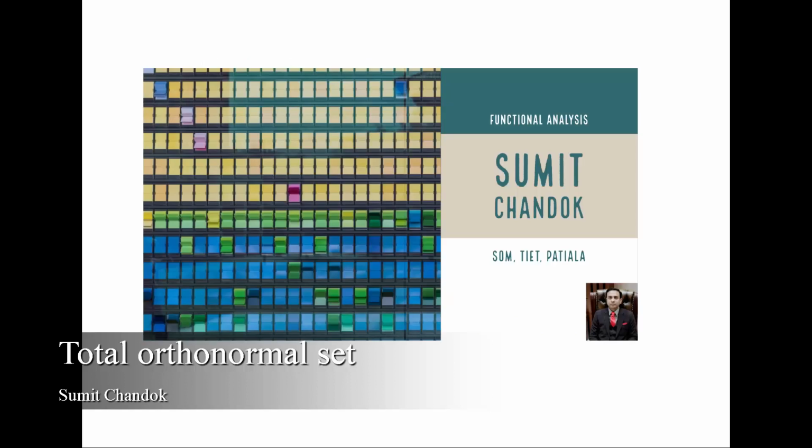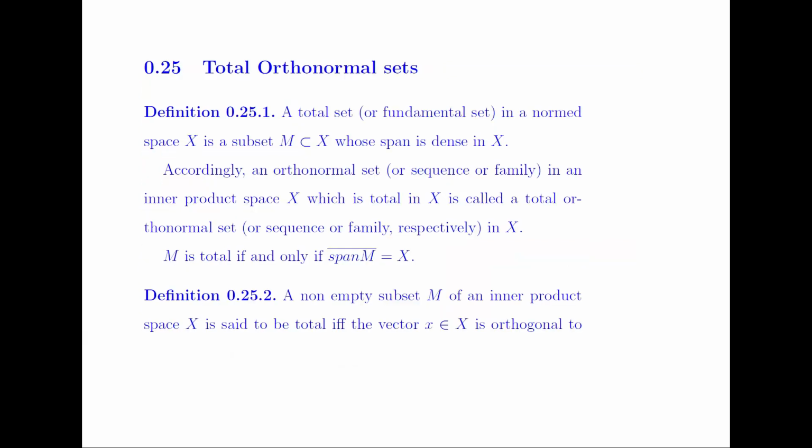Good morning. In this lecture, we'll discuss some properties of total orthonormal sets. A total set in a normed linear space X is a subset M whose span is dense in X. Accordingly, an orthonormal set in an inner product space X, which is total in X, is called a total orthonormal set, sequence or family respectively in X.